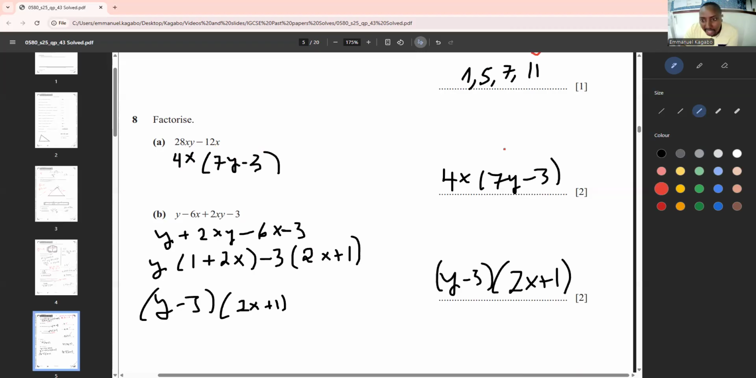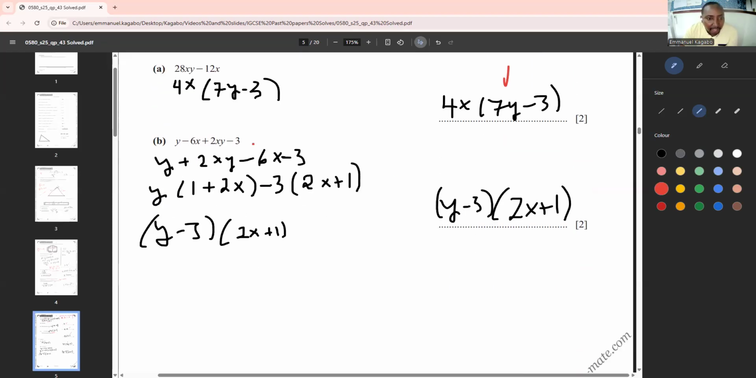So that is the answer, right? You can even multiply to check. If I get this times that, basically will give me this. Very good. Now, next question, B, y minus 6x plus 2xy minus 3.